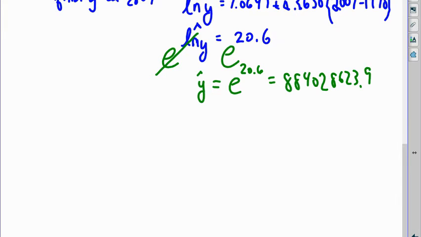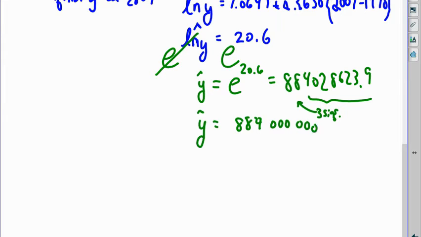88402863.9, but realistically, this really implies some precision that I don't really have. I would just go with 3 sigs here, because I'm not really going to be precise all the way down to that. So I predict that we get 884,000,000. So I would say 884 million resistors is what I predict for that year.